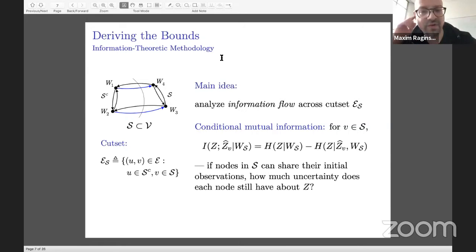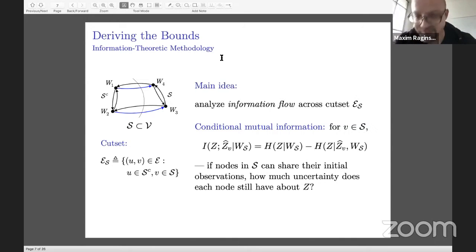And for each vertex in that set S, we're going to look at the conditional mutual information between the function value Z, f of all the w's, and the estimate at that node, given the values of the inputs in all the nodes in S. In other words, here's the idea. We'll look at how much node V in the set S reduces its uncertainty about the value of Z if somehow we assume that all the information about the inputs to the function among the nodes in S has already been shared, and we're just waiting for information to arrive from the complement of S. So that's the idea.